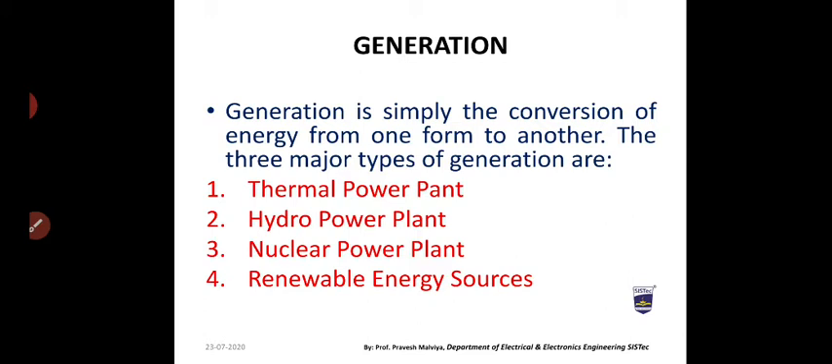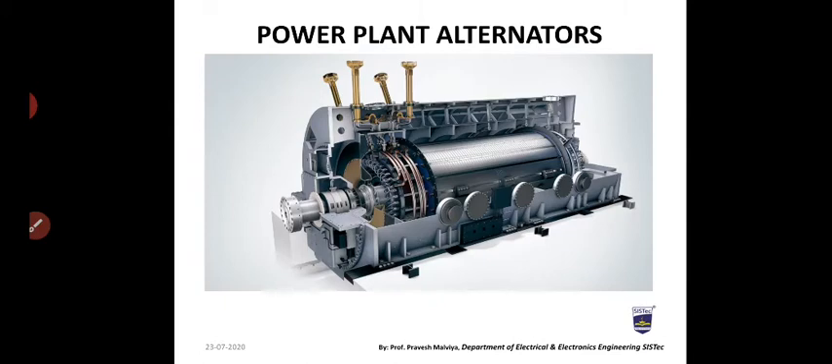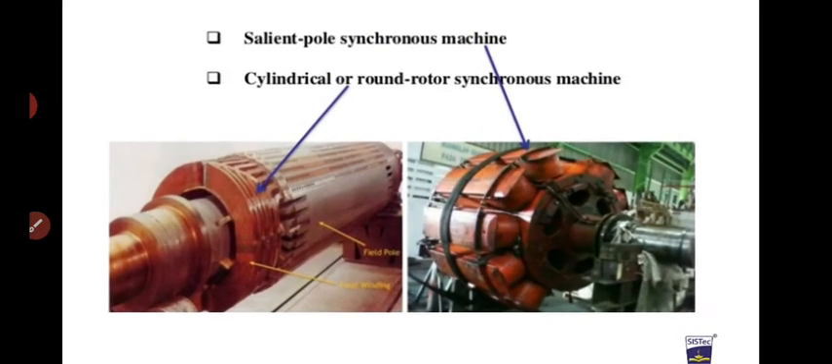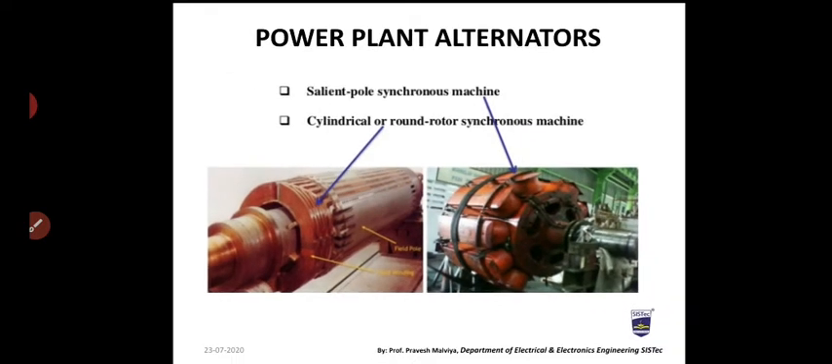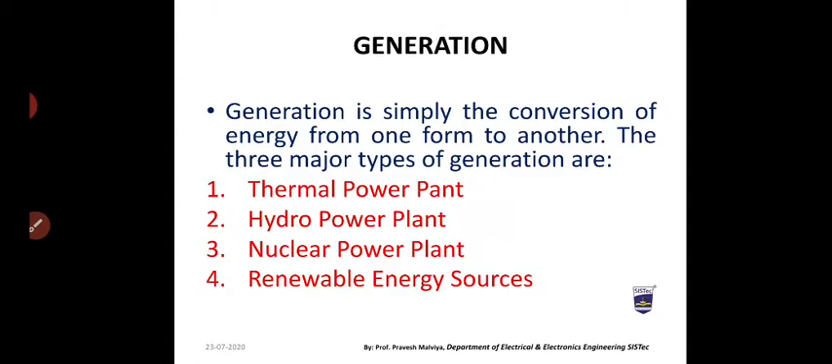And when we talk about a hydropower plant, the hydro turbine actually rotates at quite low speed, but it generates a huge amount of torque, and that is best suited for the salient pole machine. So in a hydropower plant we use the salient pole type of machine, and in a nuclear power plant again we have a steam turbine as the prime mover, and here we use a cylindrical rotor.